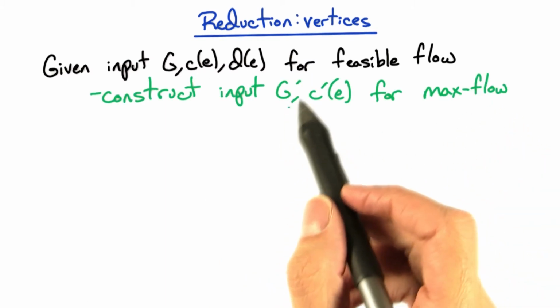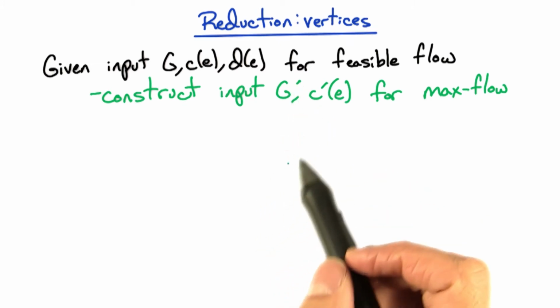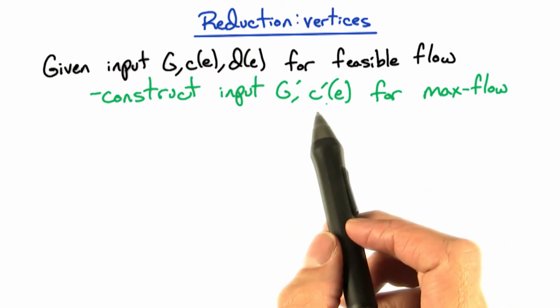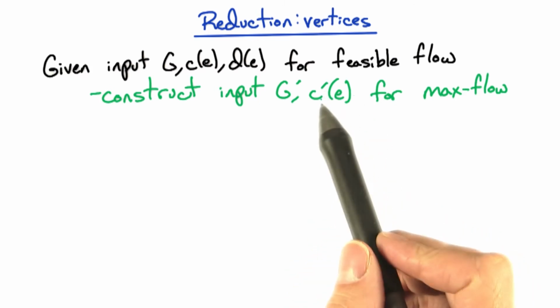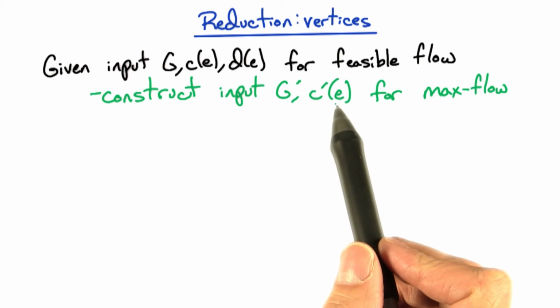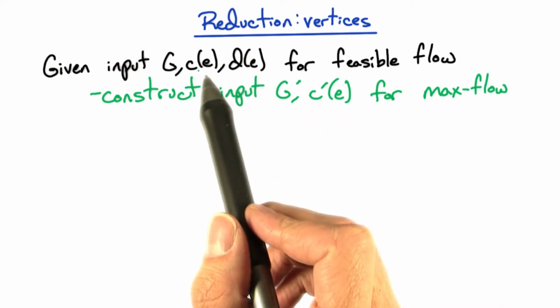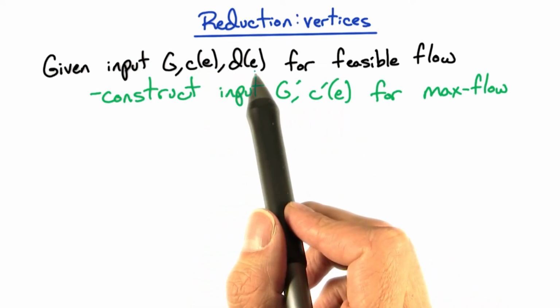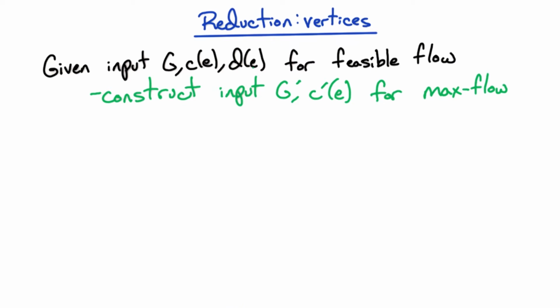This is specified by a directed graph, which we'll call G prime, and capacities along the edges, which we'll specify by C prime. Now these capacities don't have to be the same as the original capacities. In fact, we need these capacities to encode not just the capacities in the original graph, but also the demands in the original graph. Let's take a look at a particular example, a very simple example.